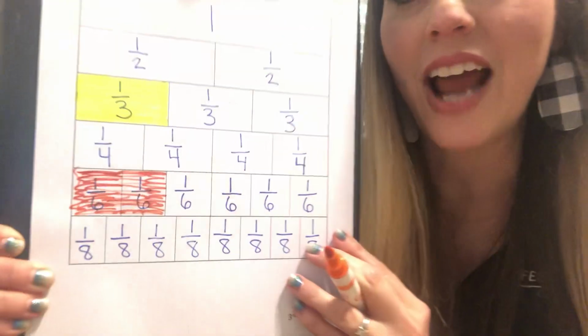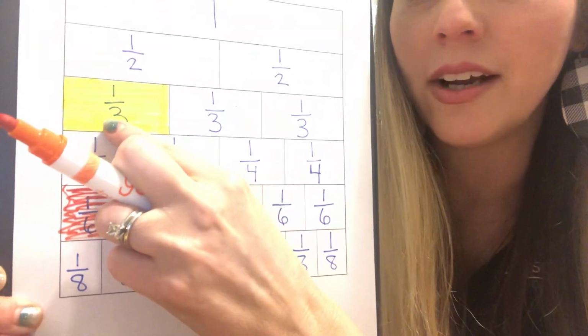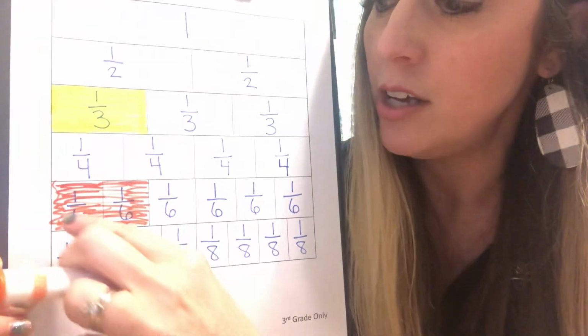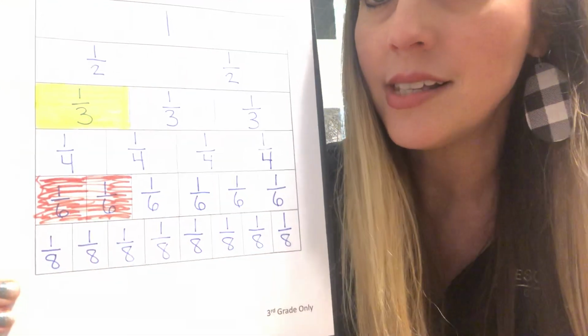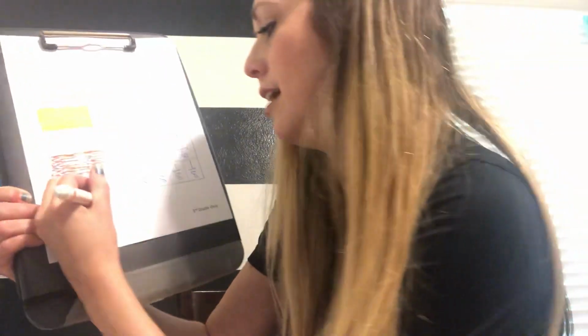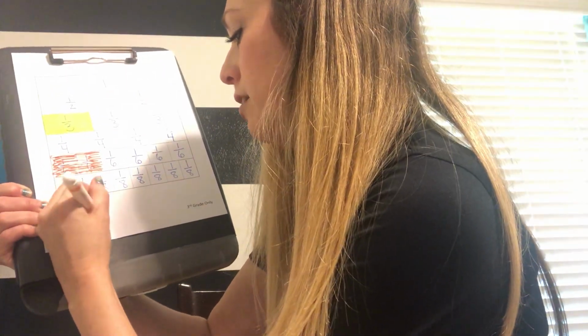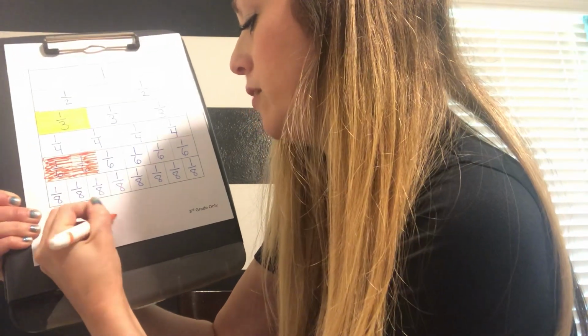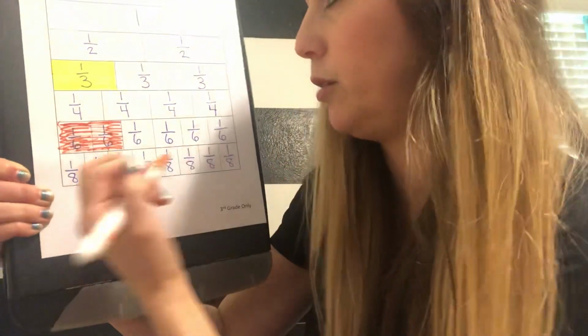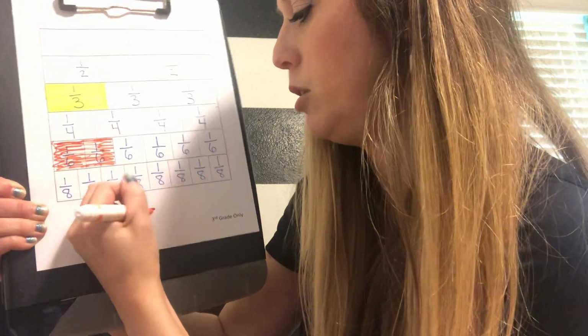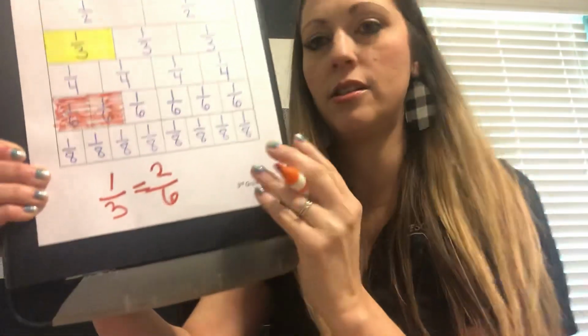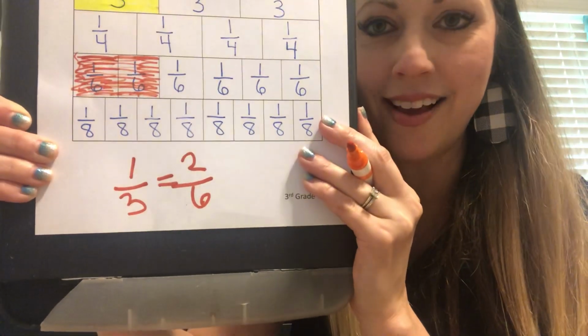So we just figured out that 1/3 is equivalent to 2/6. So I could write at the bottom here, 1/3 is equivalent or equal to 2/6, because it took 2 of my 1/6 pieces. Awesome. Okay, so I have one more challenge for y'all today.